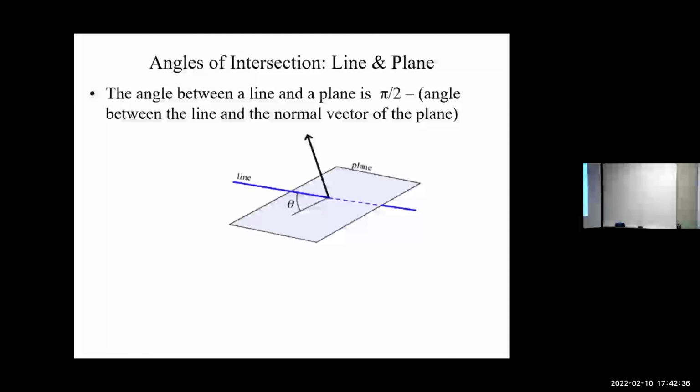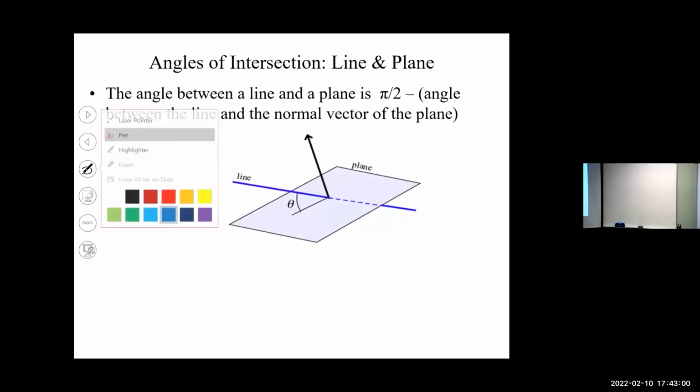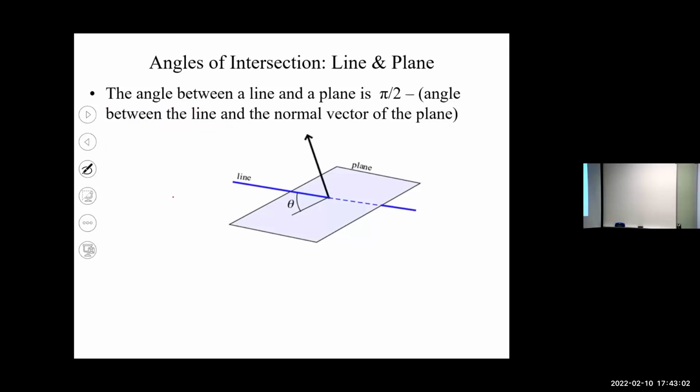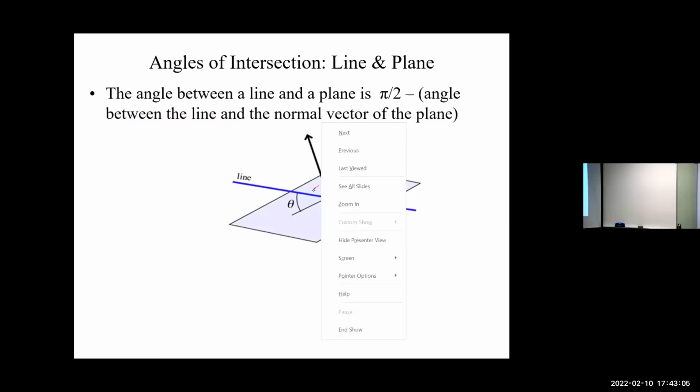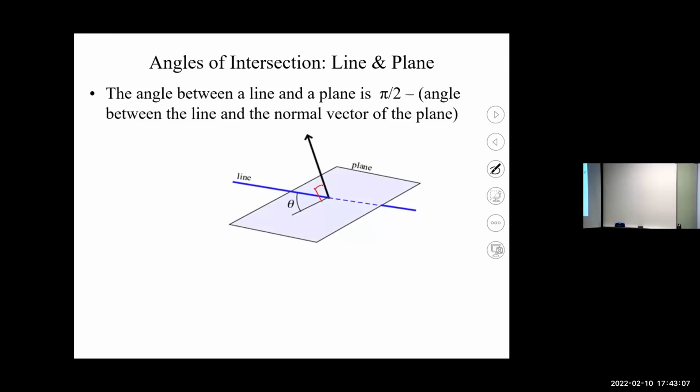All right, angle of intersections. Last thing we're going to talk about, and again, I just want to give you the idea behind these formulas so you understand where they're coming from. So the angle between a line and a plane is pi over 2 minus the angle between the line and the normal vector of the plane. Why pi over 2? Well, remember, this is our normal vector, so it's perpendicular to the plane. So that's our pi over 2.